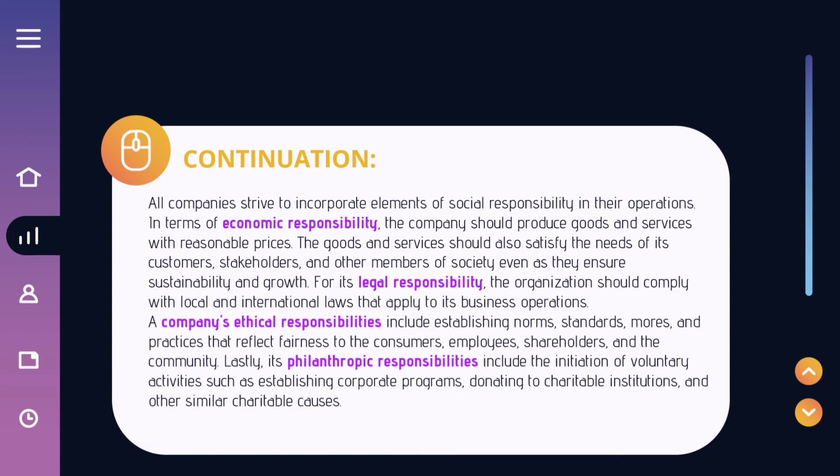A company's ethical responsibilities include establishing norms, standards, mores, and practices that reflect fairness to the consumers, employees, shareholders, and the community. Lastly, its philanthropic responsibilities include the initiation of voluntary activities such as establishing corporate programs, donating to charitable institutions, and other similar charitable causes.